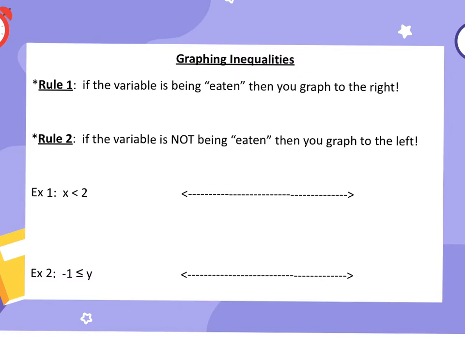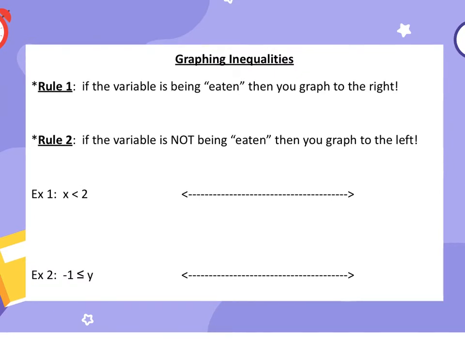So the first one is x is less than 2. I need to make sure that I have that 2 on my number line. You're welcome to put any extra numbers on there. If you want to put 1 and 3 on there too, you can. I'm okay with you just having 2 though. Then we're going to have an open or a closed dot. Open, and it's going to go to the left or to the right? Left, because x is not being eaten, okay? It's being pointed at, so it's going to go to the left.